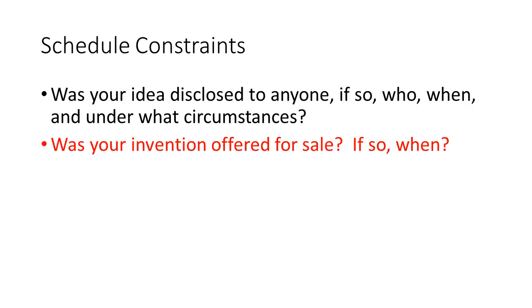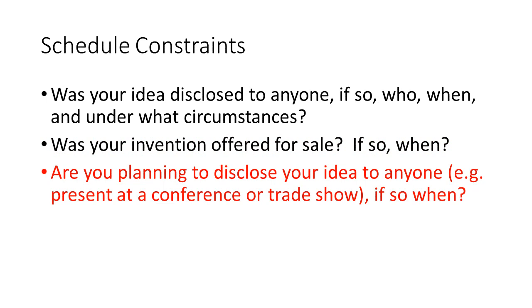Was your invention offered for sale? If so, when? And notify your patent attorney about that. Are you planning to disclose your idea to anyone? For example, presenting it at a conference or a trade show. If so, when? In a scenario where, let's say you are going to a trade show in 3 weeks and you're planning to give a presentation or talk on your invention or your idea, you want to let your patent attorney know that so that there's a chance that you can get something on file before you go to that trade show.